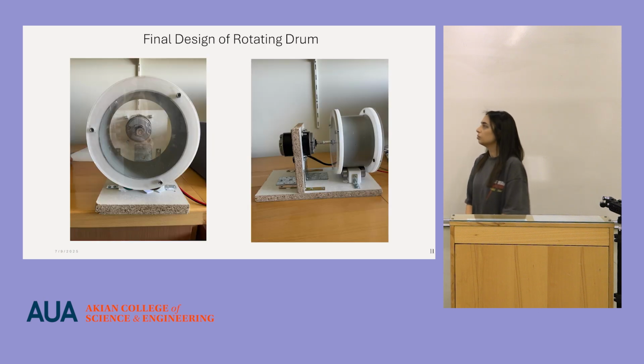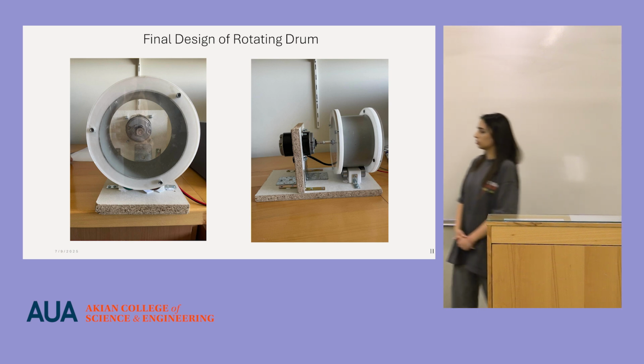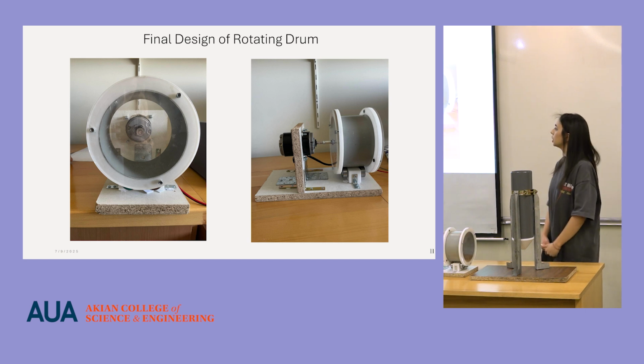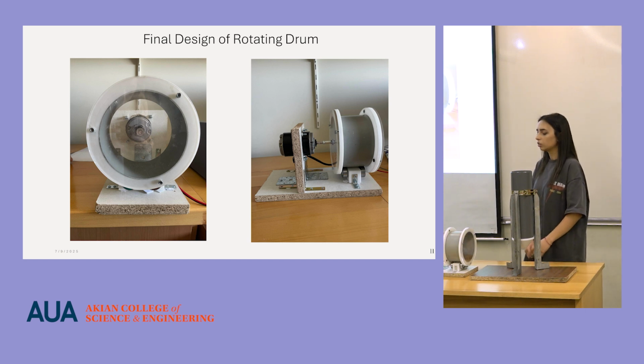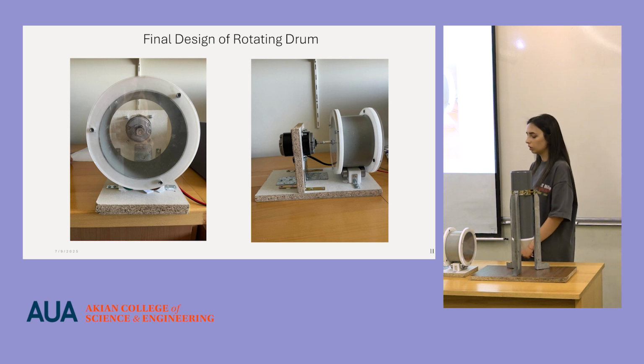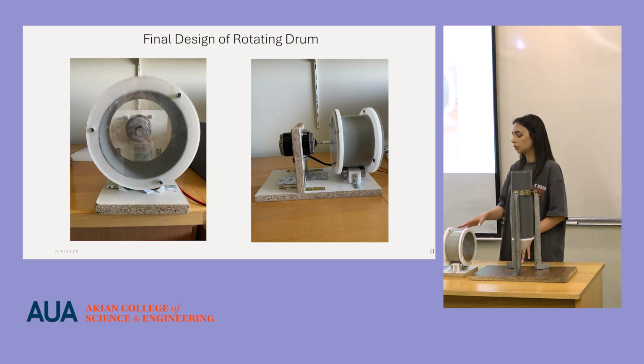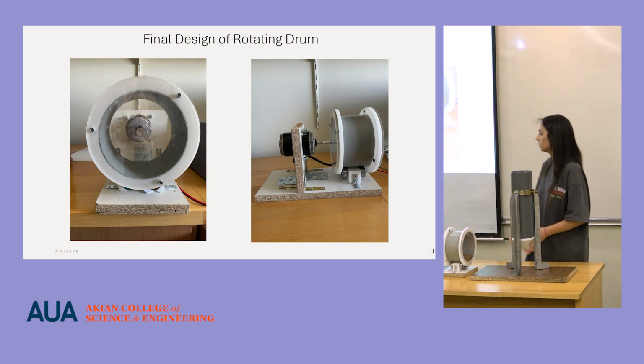So as in the picture, here you can see the rotating drum. We changed the design of the drum to be constructed in a better way, so that all the pressure will not be only on two bearings, but on four bearings. So the drum will have its own support, and the pressure will not only be on the DC motor axis.